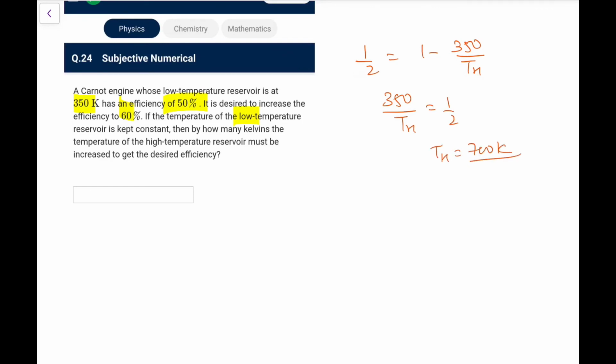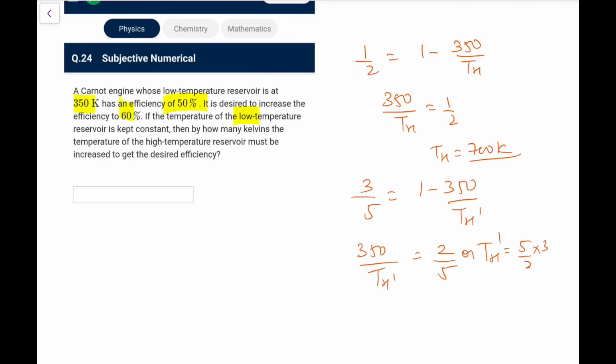Now to get efficiency 60%, that is 3 by 5, it would be 1 minus 350 by TH dash. So 350 by TH dash becomes 2 by 5. So TH dash becomes 5 by 2 into 350. So this becomes 175 into 5. 5 5s are 25, 5 7s are 35, 875. So from 700 to 875, the change is 175 Kelvin here.